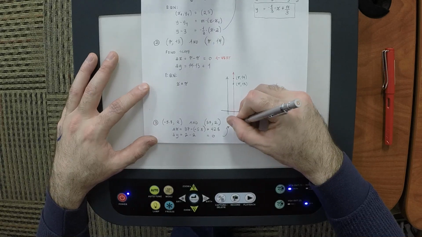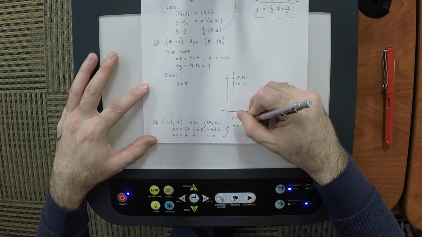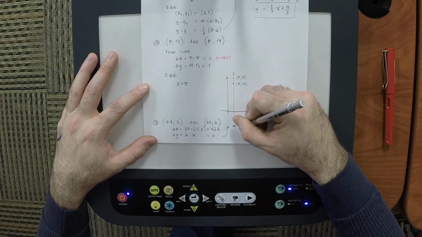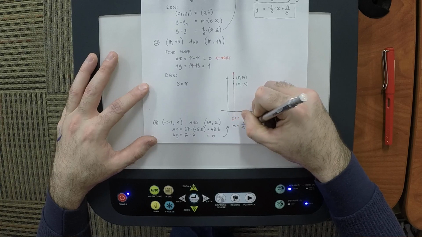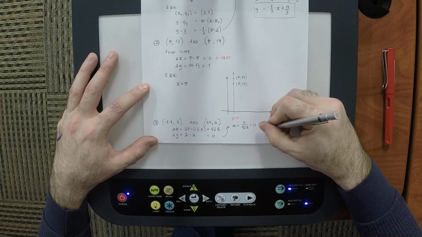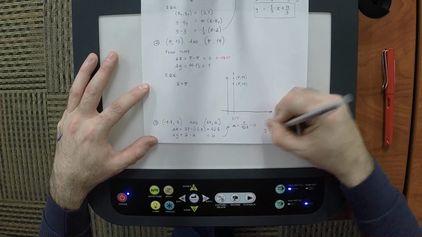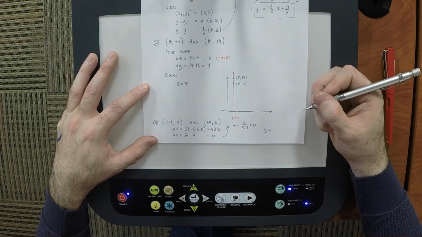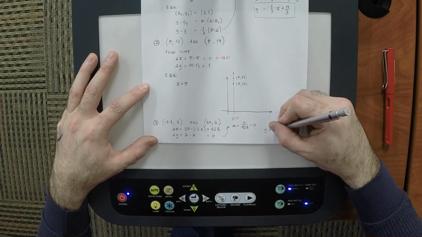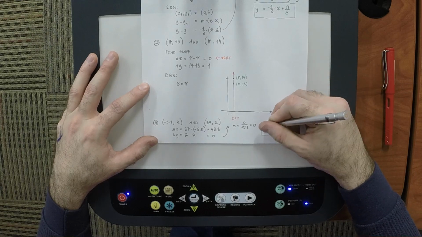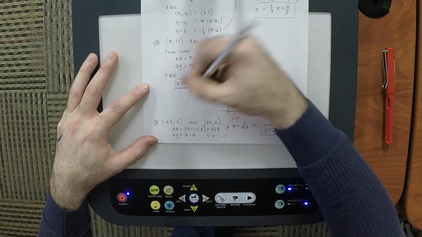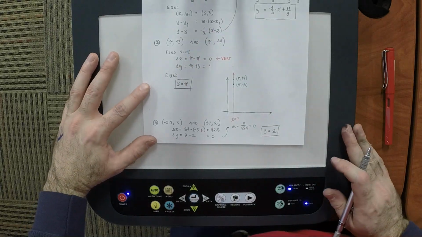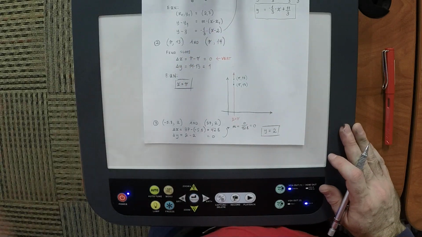If you so desired, you could say that the slope was 0 over 42.8, which is 0. And the equation of the line is what? Y equal to 2. Any question about this one?